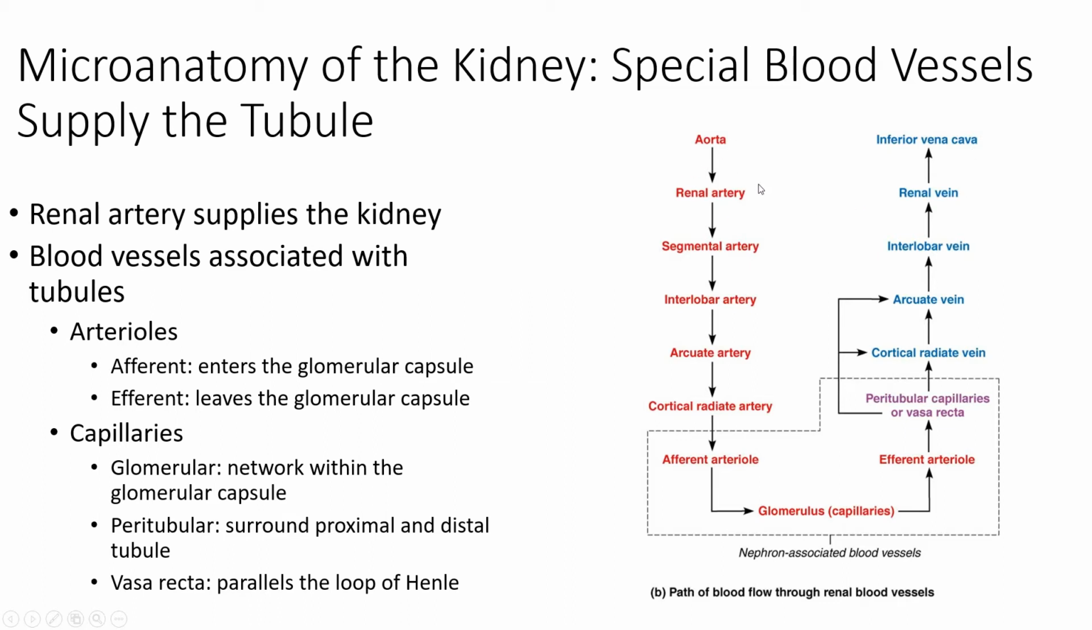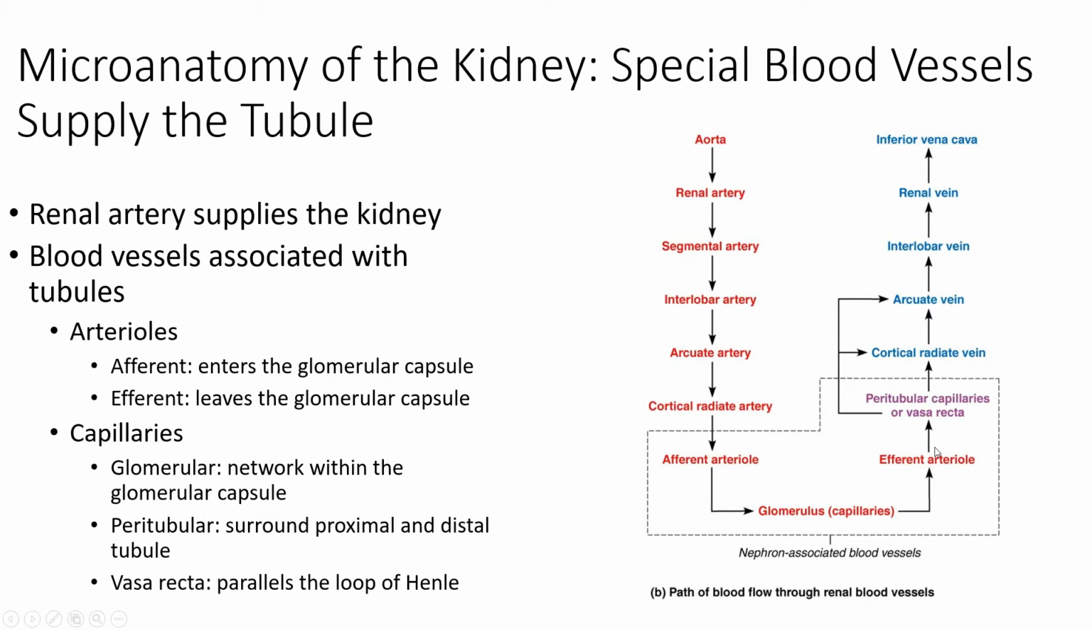So the renal artery, as we know, is going to supply the kidney, and the blood vessels that are going to be associated with this renal artery are going to be a series of arteries. But then when you get to the kidney itself and the tubules, you have specific arterioles that are going to be associated with the tubules. So these arterioles are the afferent and efferent arterioles, where the afferent brings blood to the glomerulus, and the efferent takes blood away from the glomerulus.